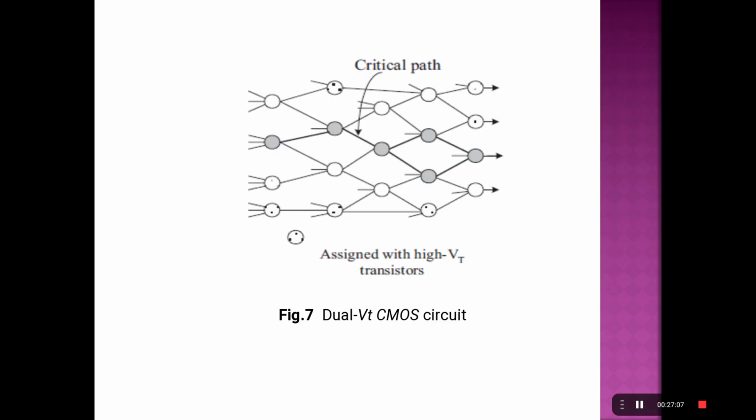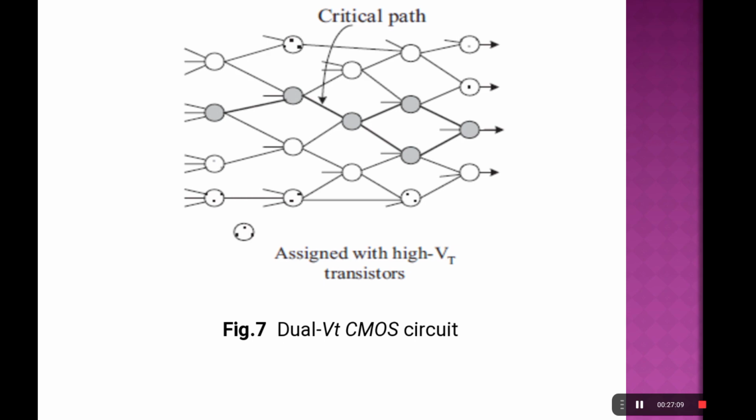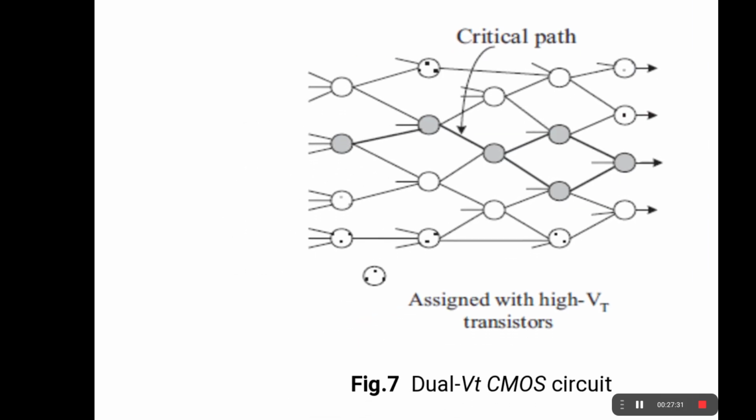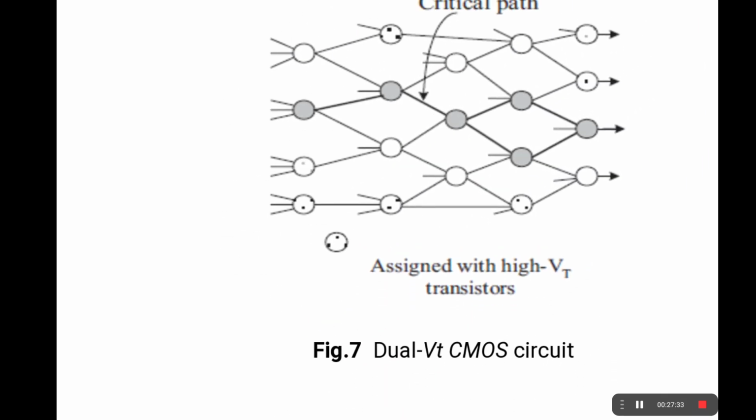Okay, so this is just a dual VT CMOS circuit diagram. These are the critical path. This circuit represents the critical path. This line is the critical path direction. Some of the gates in white represent the non-critical path, which can be assigned the high VT transistors. Okay, so this is the overall discussion about the dual VT.